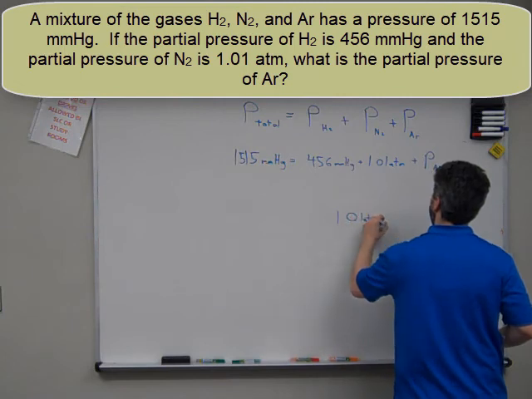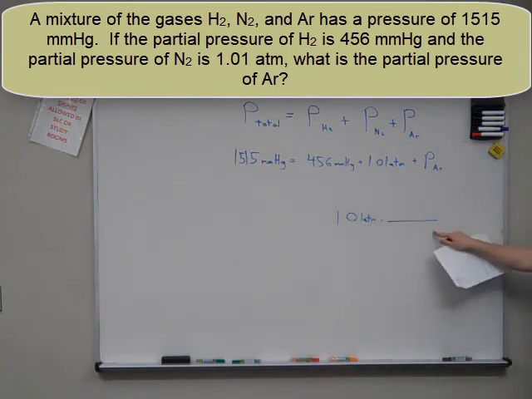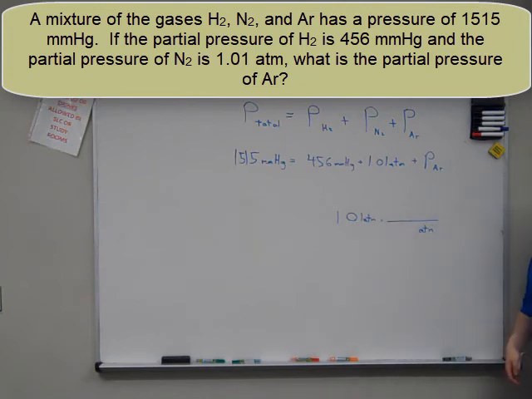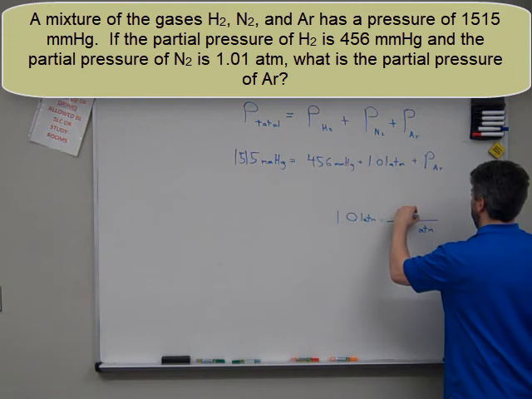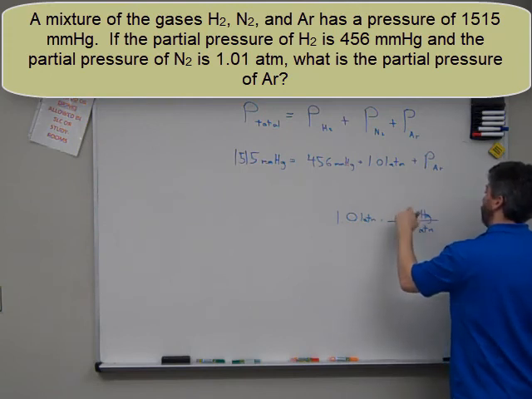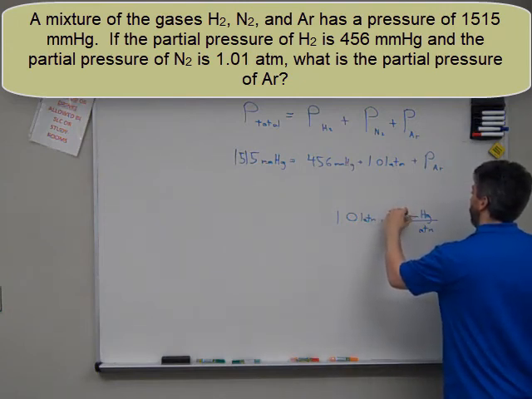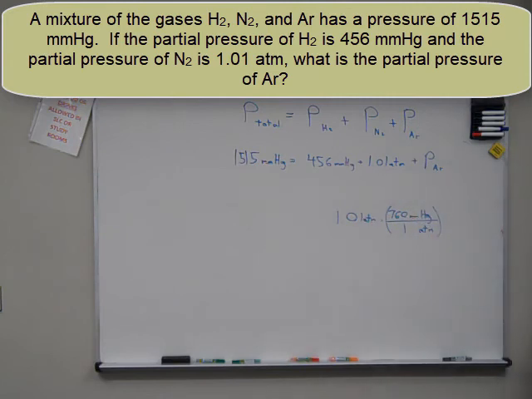To do that, I'm going to set up a conversion factor. What unit's going to come on the bottom here? ATM, right? And what am I going to convert to? Millimeters of mercury. Now how many millimeters of mercury is equal to an ATM? I don't know if that's something you have to memorize or if your professor will give it to you, but it is 760 millimeters of mercury is equal to 1 ATM.